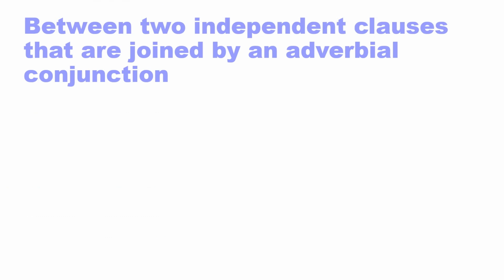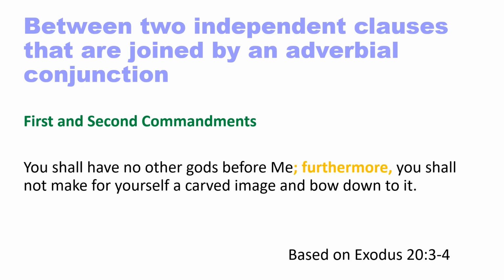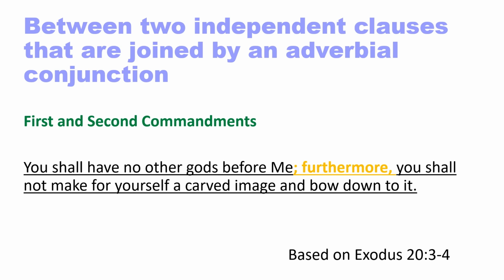Let's look at using the semicolon, conjunctive adverb, comma between the first and second commandments. When you look at these two commandments in the Bible, they are not written as one sentence. We're just using this as an example so that you can see how the semicolon, conjunctive adverb, comma work together to bring ideas into one sentence. Take a look at this. You shall have no other gods before me; furthermore, you shall not make for yourself a carved image and bow down to it.